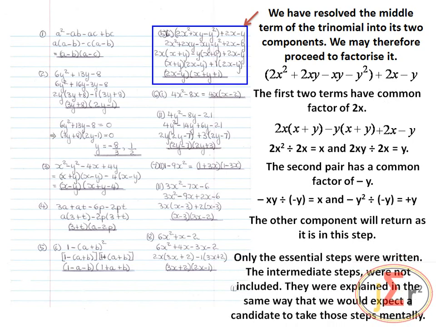Only the essential steps were written. The intermediate steps were not included. They were explained in the same way that we would expect a candidate to take those steps mentally. So instead of what we have done on some previous occasions, include the intermediate steps where we actually see that we are dividing each term by the highest common factor, we have not done so on this occasion. However, we have to show something for it, because I am making a step mentally.